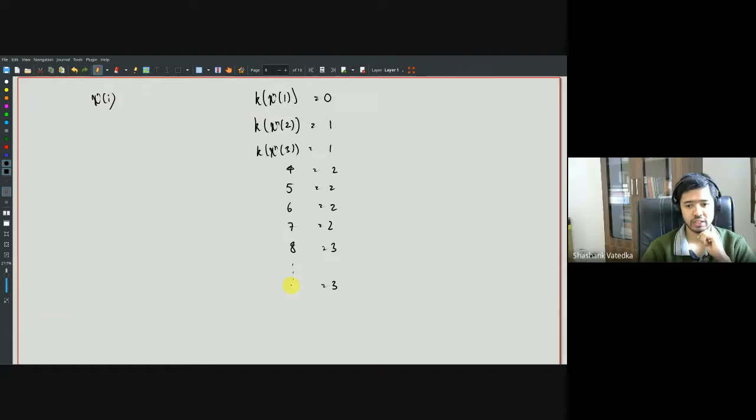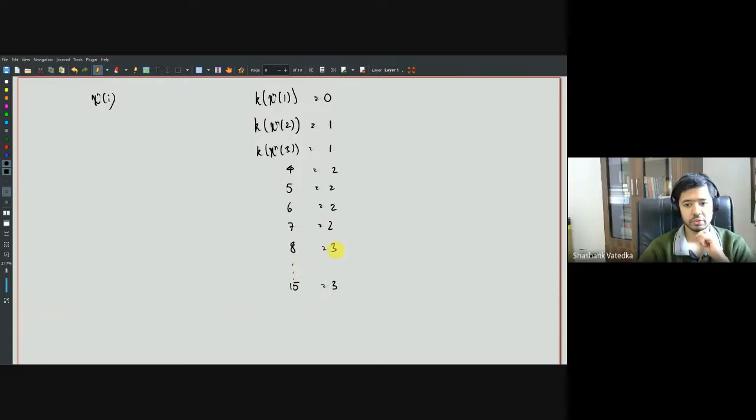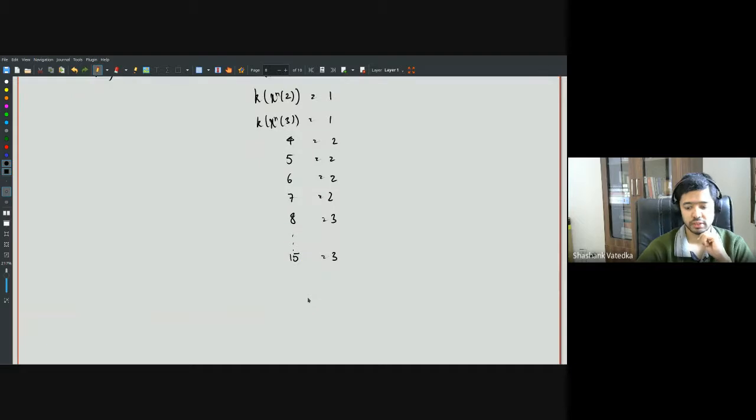So 16, 15, right? Yes, sir. For 8 to 15, the length is going to be 3, because there are 8 possible sequences. And then for the 16th sequence, it is going to have length 4. And what is it going to go up to? 31. Okay. So now do you see a pattern?